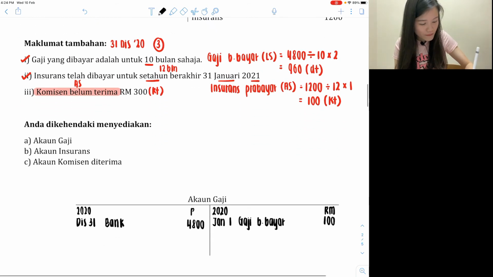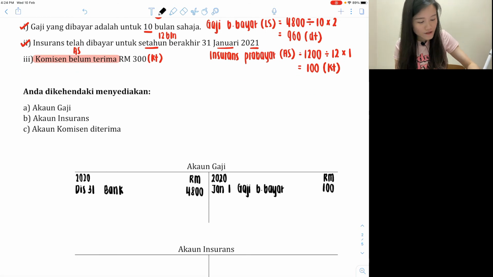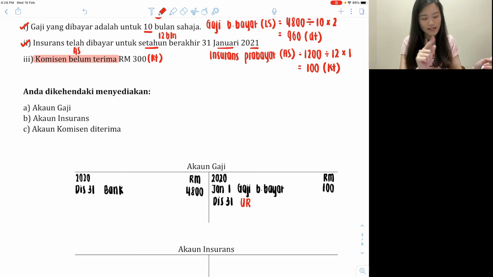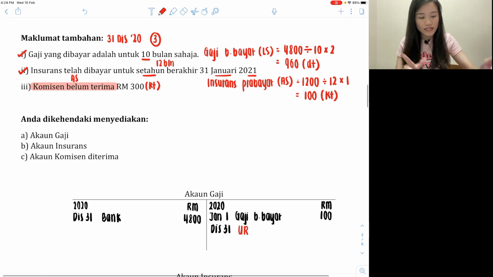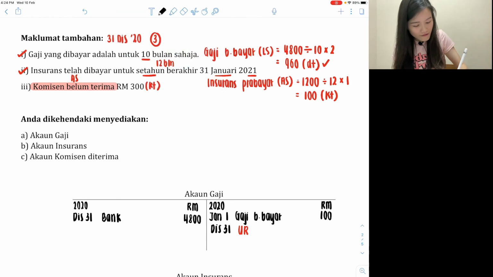So before you can put in your baki HP, what are you supposed to do? Make sure you reserve a spot across of your bank to be your untung rugi amount. So you leave a spot here and then you can go on, put your baki HP in. What is it? This one. 960 of debit side called as gaji belum bayar. So go ahead to your debit side, write in gaji belum bayar. So the answer is 960.